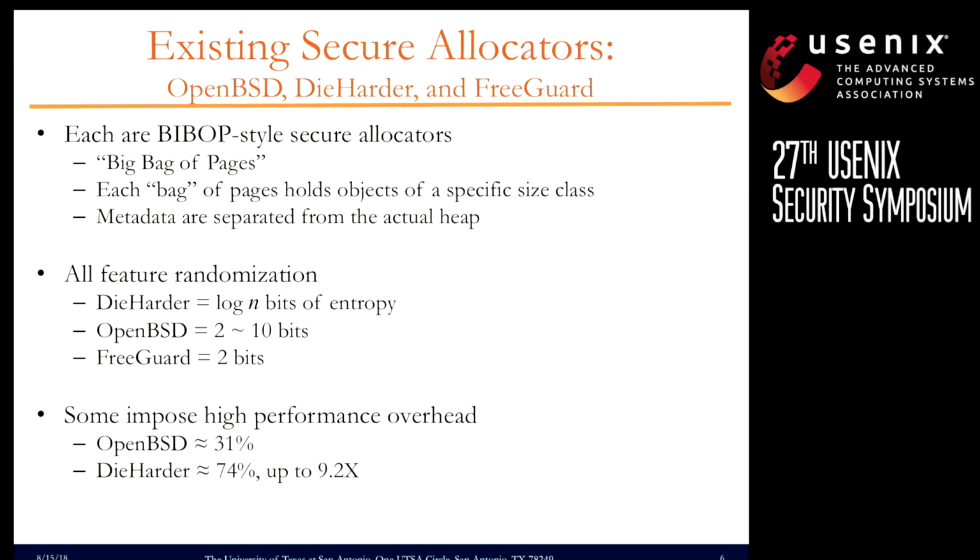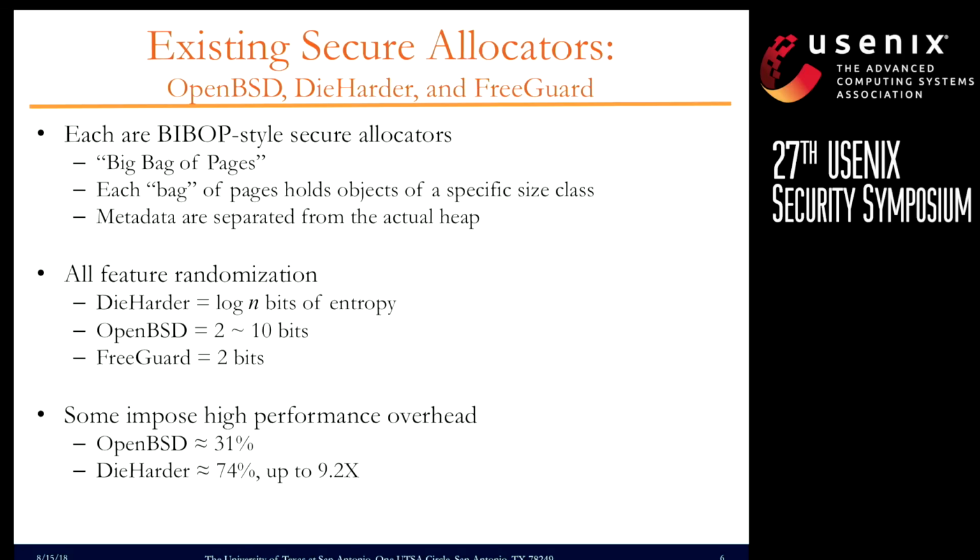For example, DieHard has log n bits of entropy, where n is the number of free objects in a given size class. OpenBSD ranges from 2 to 10, depending on the particular size class, and FreeGuard has a constant 2 bits, which is the same across all the size classes.